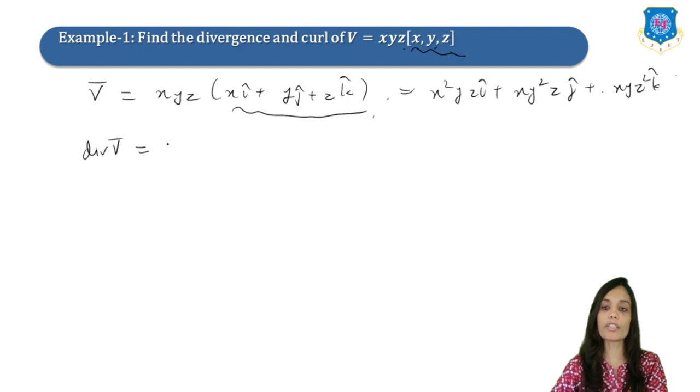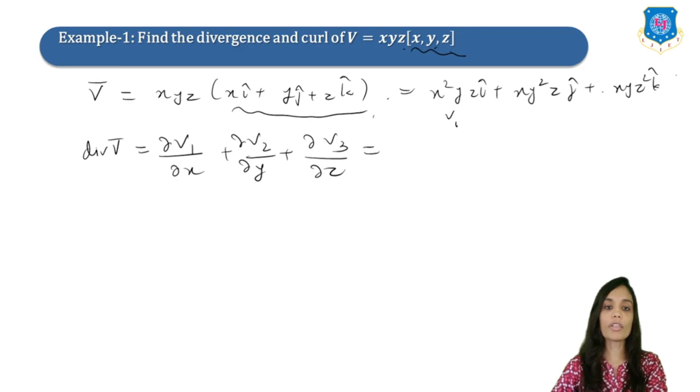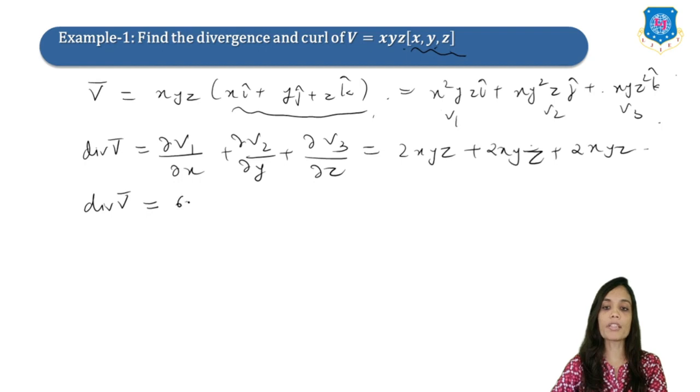Now firstly let us find the divergence of v bar. So the formula is del v1 upon del x plus del v2 upon del y plus del v3 upon del z. This is your v1, this is your v2, this is your v3. So it will be 2xyz plus, again if I do the derivative of this, it will be 2xyz, and the last derivative will also be 2xyz. So the final answer of the divergence of v bar is 6xyz.